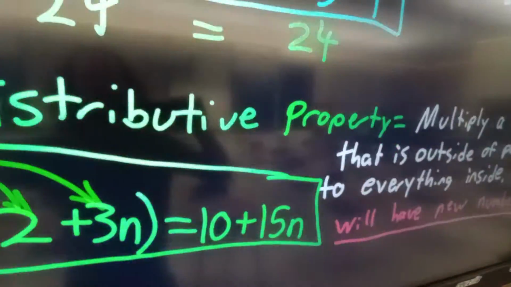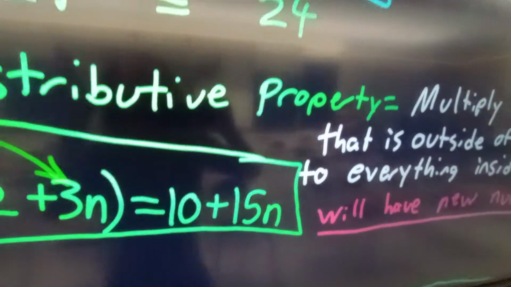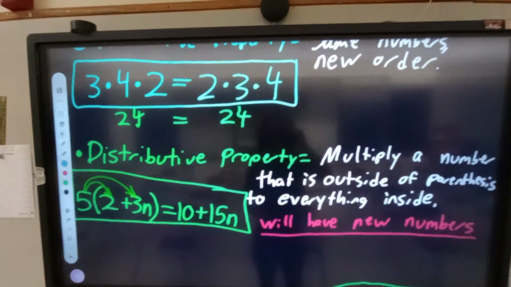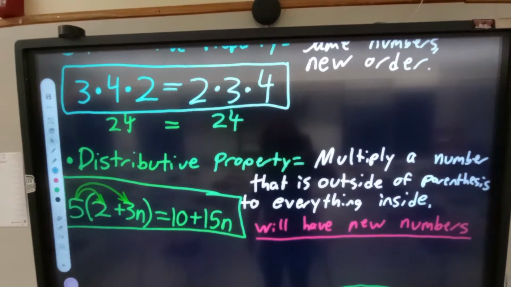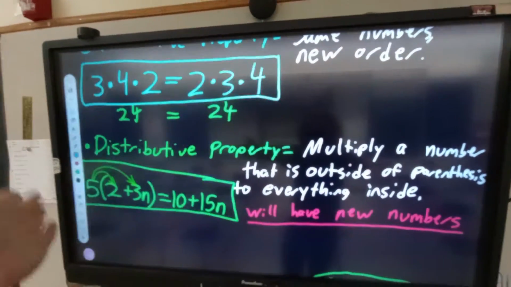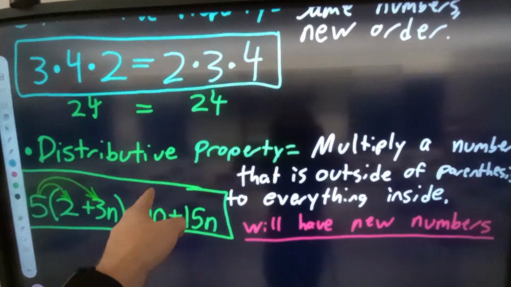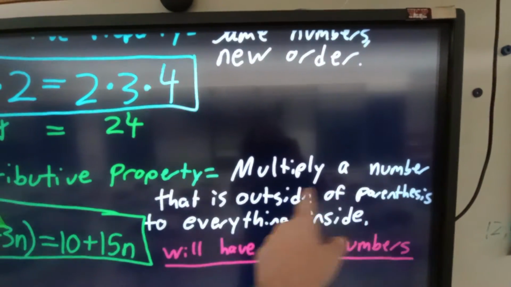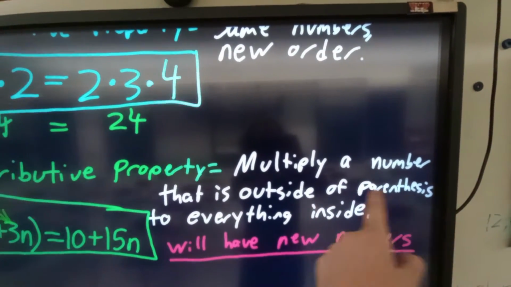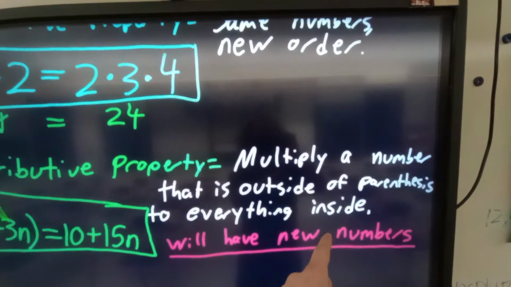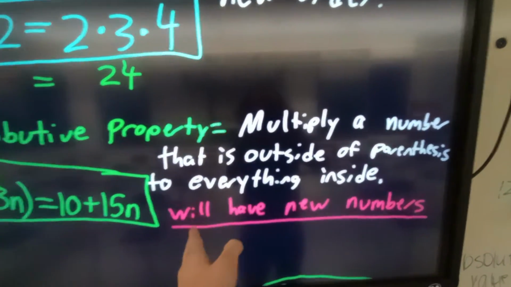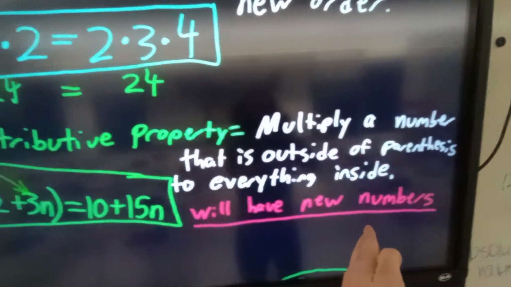And the last property we took notes on is something called the distributive property. Now, this has come up a lot in our warm-ups, so now we have taken official notes of it. And the distributive property states that we can multiply a number that is outside of the parentheses to everything inside. This is the only property that will have new numbers, okay?